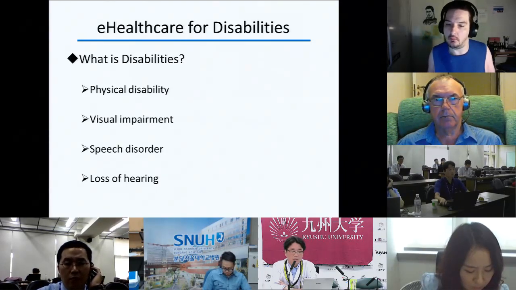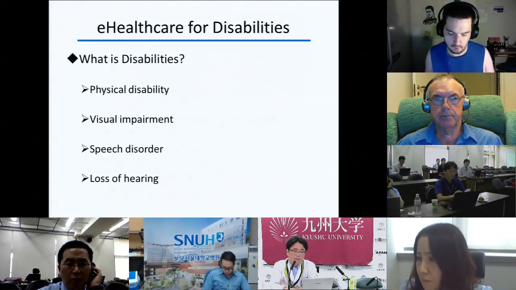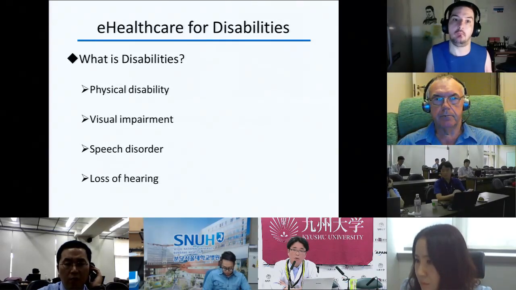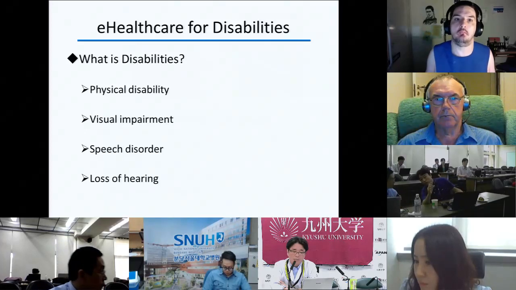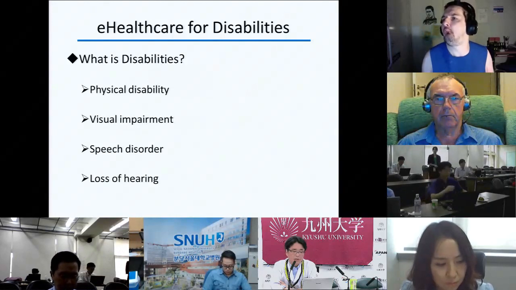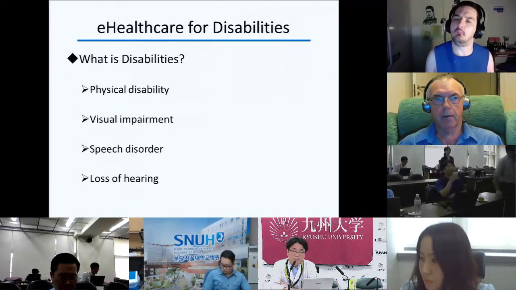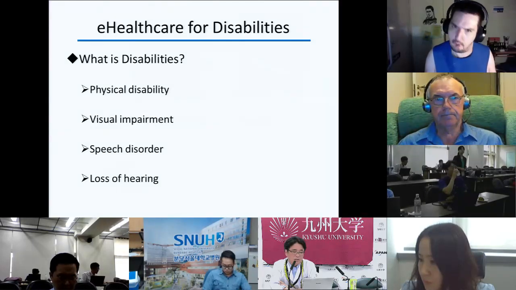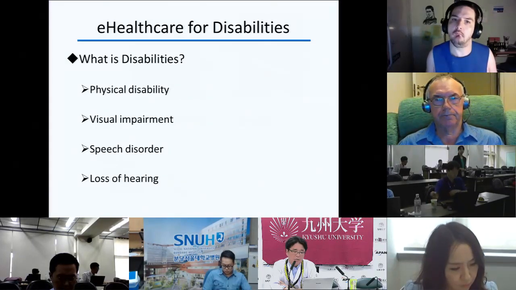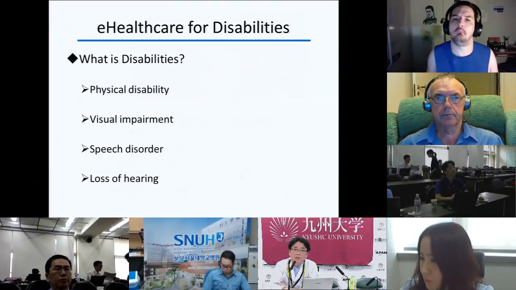We have four types of disabilities. One is physical disabilities, for example, the after effects of stroke or leg amputation due to diabetes mellitus. The second is visual impairment, such as blindness. The third is speech disorder. And the fourth is loss of hearing. This is, I think, the disabilities group.